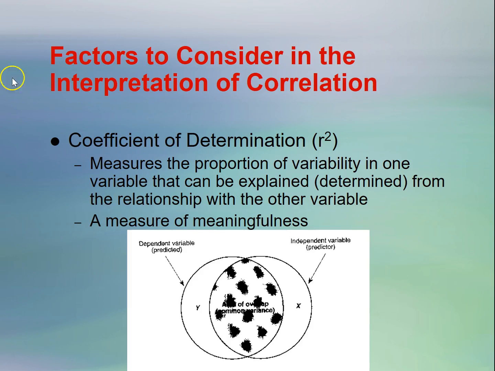Oftentimes considered when interpreting the correlation coefficient is the coefficient of determination, R squared. It is really a measure of meaningfulness. It allows us to measure the proportion of variability in one variable that can be explained or determined from the relationship with the other variable.